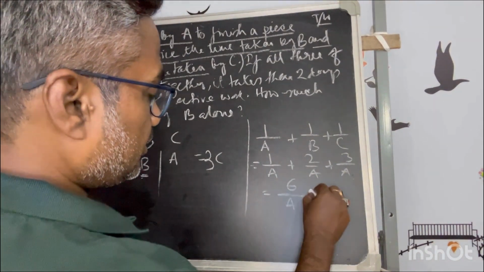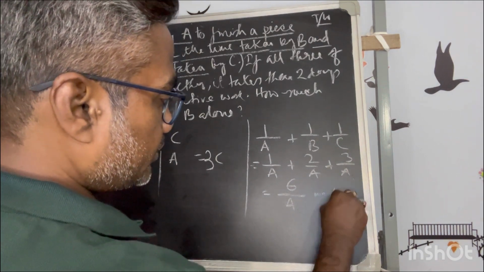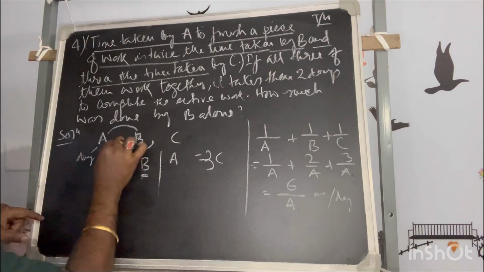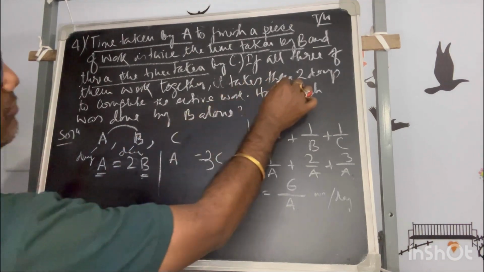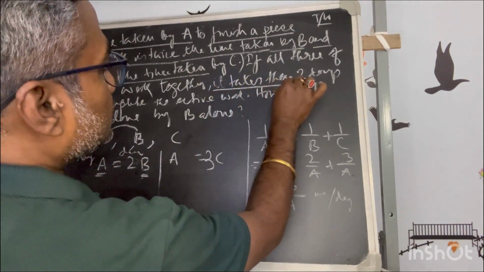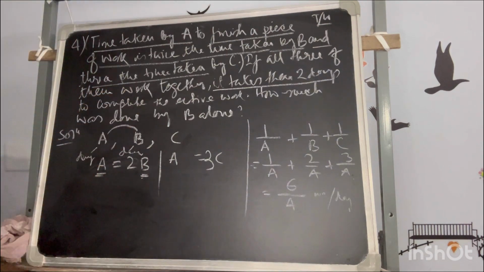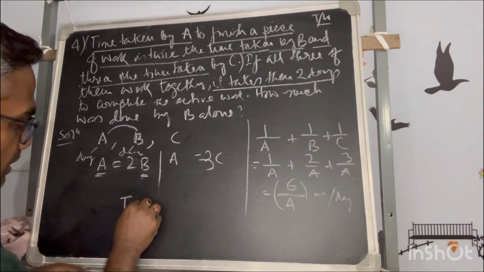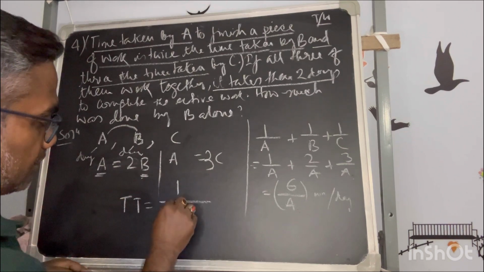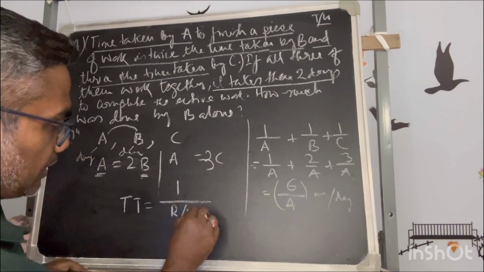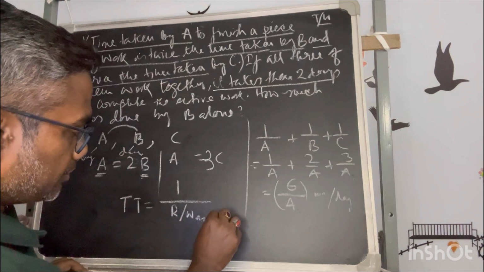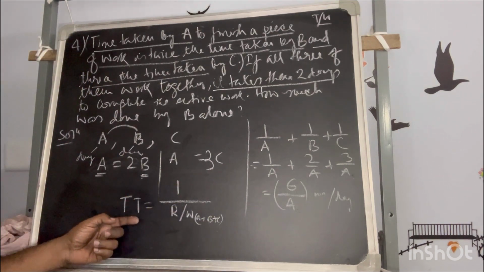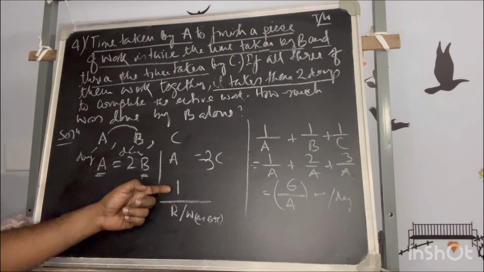So they are doing this much work per day, because A, B, C we have taken in day units. Ultimately, if they took 2 days to complete the job, then in a day they are doing this much. So total time, how much? The complete work by rate of work while A, B, C are working together. Understood? So my formula is: total time is equal to total work by rate of work.